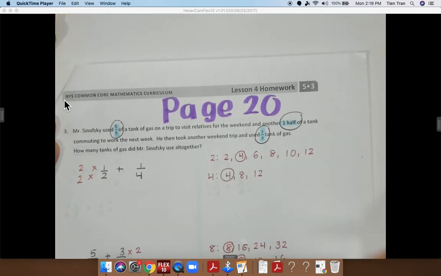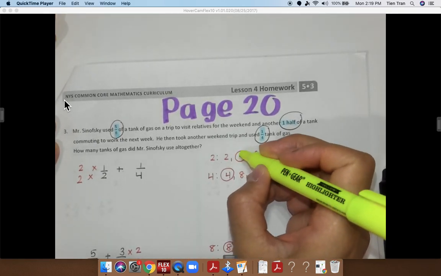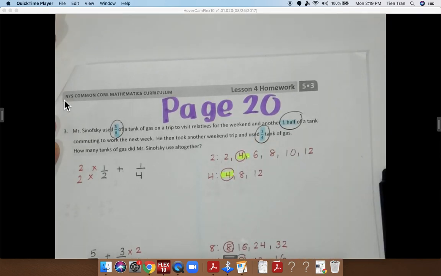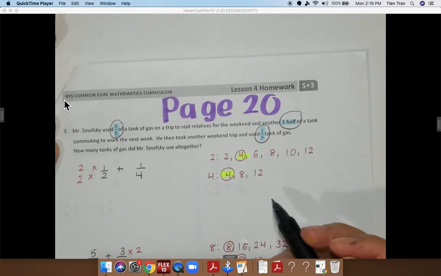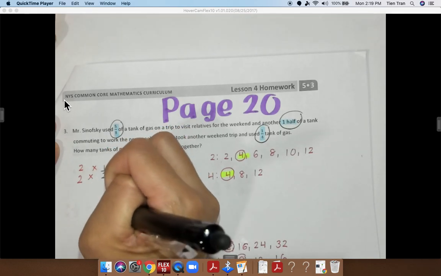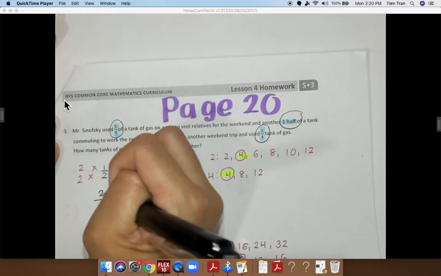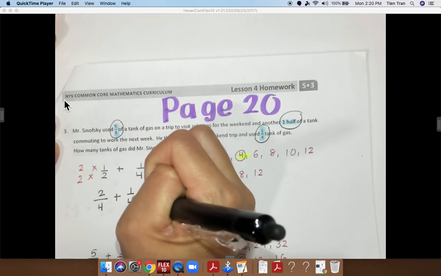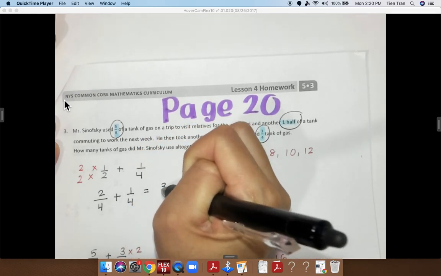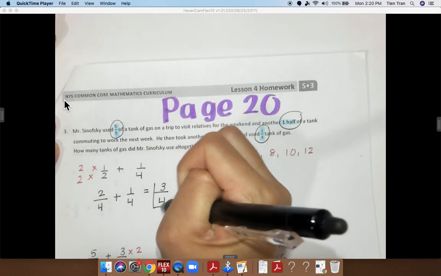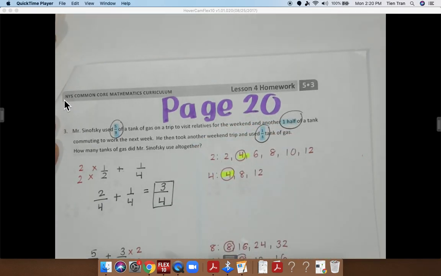So looking at my multiples, I have 4. So I'm going to make sure that I multiply times 2 in order to get 4. 2 times 2 is 4, and 2 times 1 is 2. I'm going to add 1/4. 2 plus 1 is 3. Bring my 4 over, and I get 3/4.